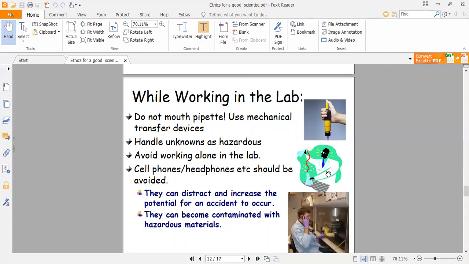Avoid working alone in the lab, because if you get some accident, then there should be somebody to give you some help, at least the first aid. And also do not use cell phones or headphones in the lab, because in that way you would get distracted, and that can increase the potential for an accident to occur. Another thing is that your phone or headphone may get contaminated with the hazardous material you are working with.